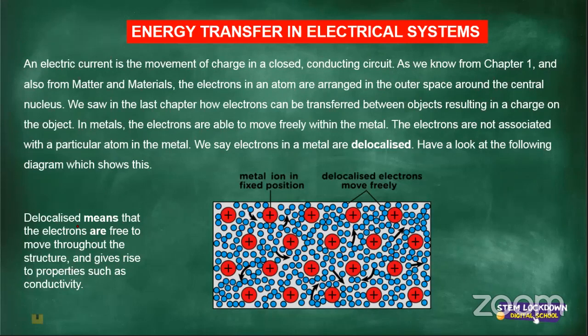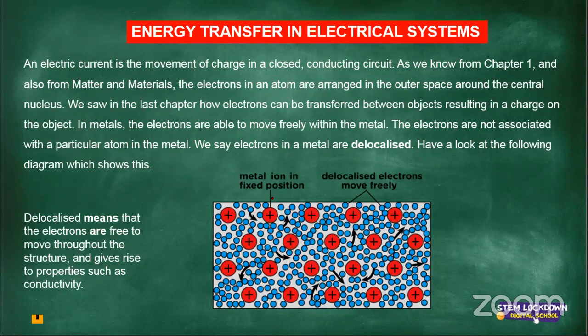Delocalized means that the electrons are free to move throughout the structure. And because they are delocalized, it gives rise to properties such as conductivity. That means that it can conduct electricity.